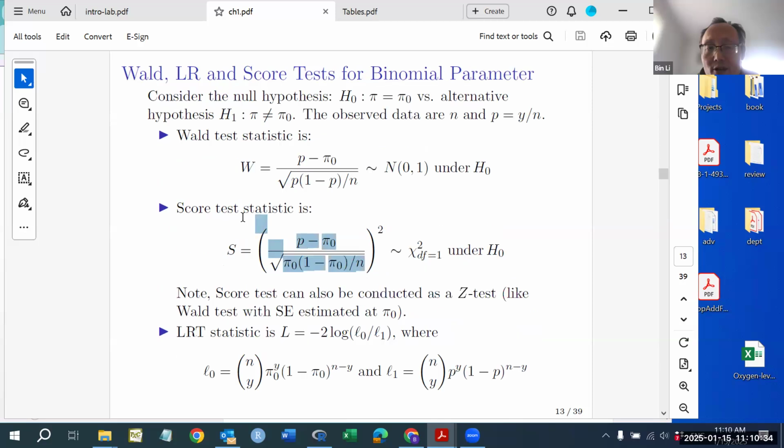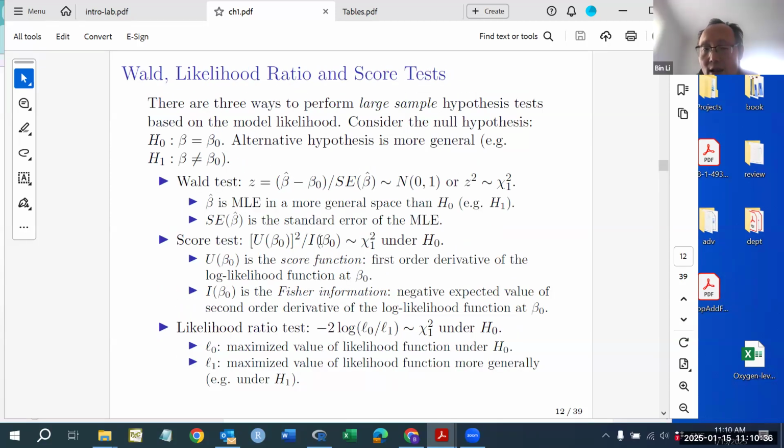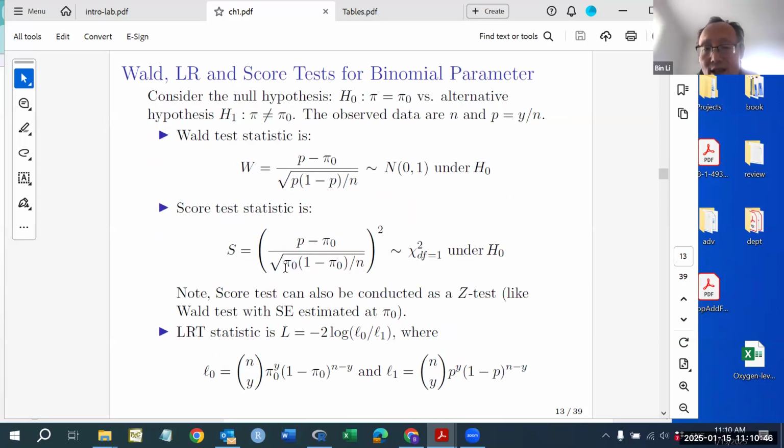Okay, and you can check that. In the score test, you can see the denominator is actually based on beta 0, not beta hat. Beta 0 is the hypothesized value. That's why in the score test, the denominator is using pi 0 instead of the sample proportion P. So this is the difference between the Wald test and the score test.